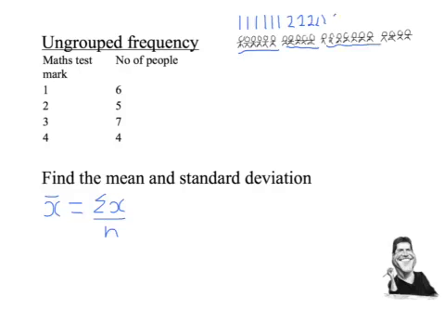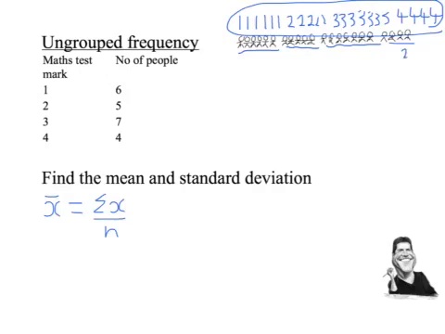The 7 people all said they got 3. Is that 7? 1, 2, 3, 4, 5, 6, 7. And these 4 people all said they got a mark of 4. So actually what we'd need to do is add up all those numbers and divide them by how many people we have. All right, I think we've actually got 22 people.